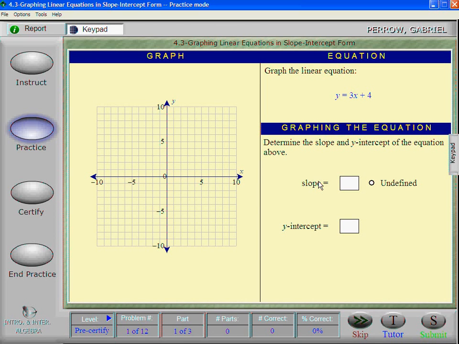Okay, I'm going to show you some problems from section 4.3, and I apologize, I have a little bit of a cold, so you might hear me sniffling and sound a little hoarse from time to time.